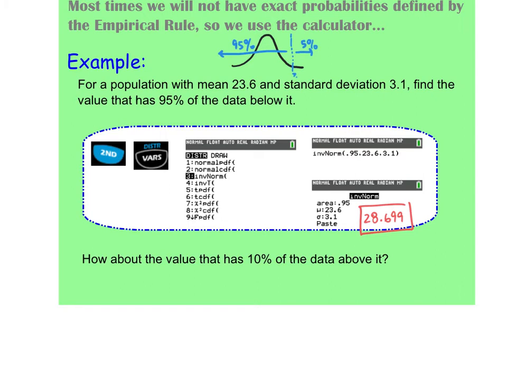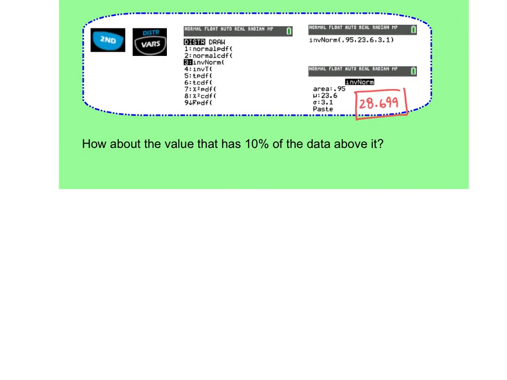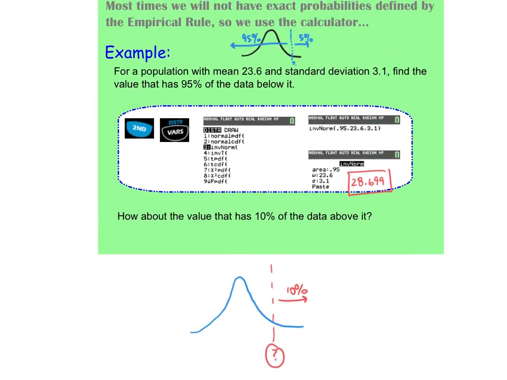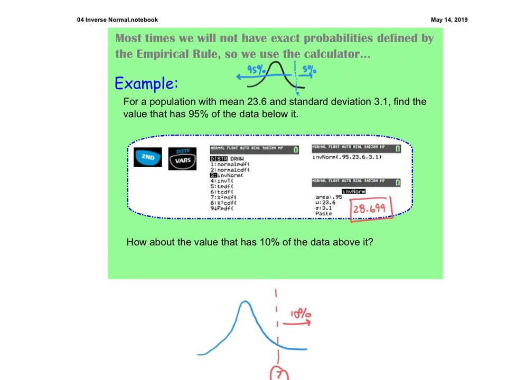Okay, let's look at a different angle at this, and that would be how about the value that has 10% of the data above it? So let's draw a bell curve, same kind of general data here, except we're looking for this magic value right here that has 10% of the data above it. Now, if you look back on the previous problem, that said 95% of the data below it, which meant that 5% of the data was above it.